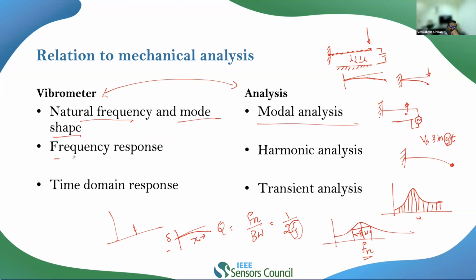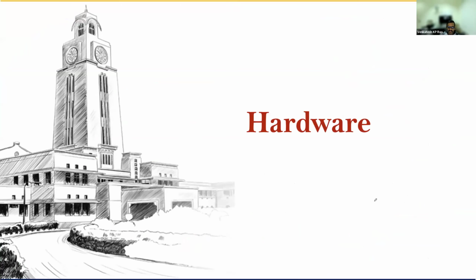Fine. If you take up the frequency response in the case of the vibrometer, that is like carrying out a harmonic analysis in any of the FEA software. When you carry out the harmonic analysis, it uses how the structure responds as a function of frequency, right? On the other hand, if you look at it as a time domain response, then it is equivalent to doing a transient analysis in any of the commercial software.